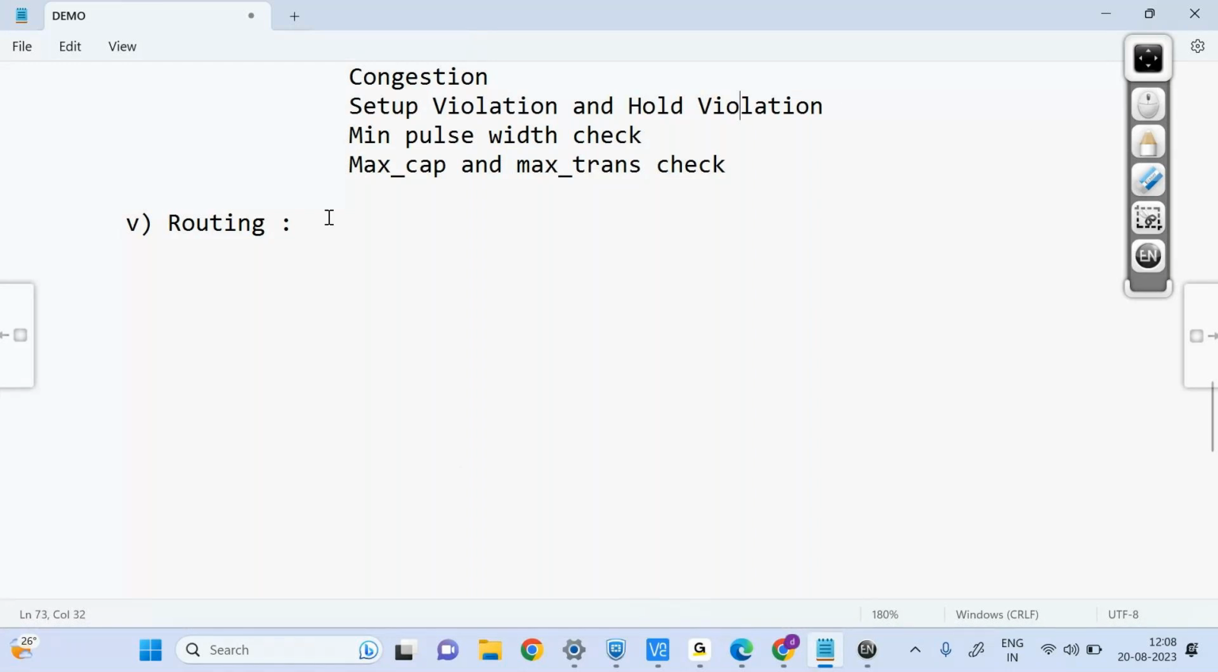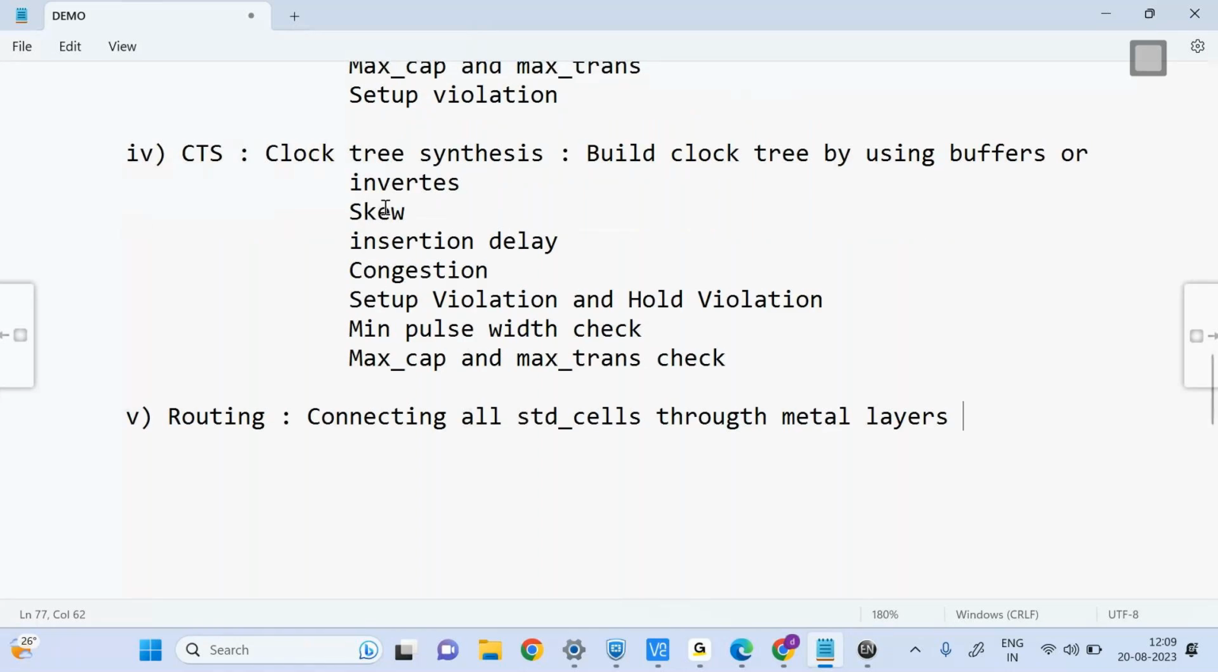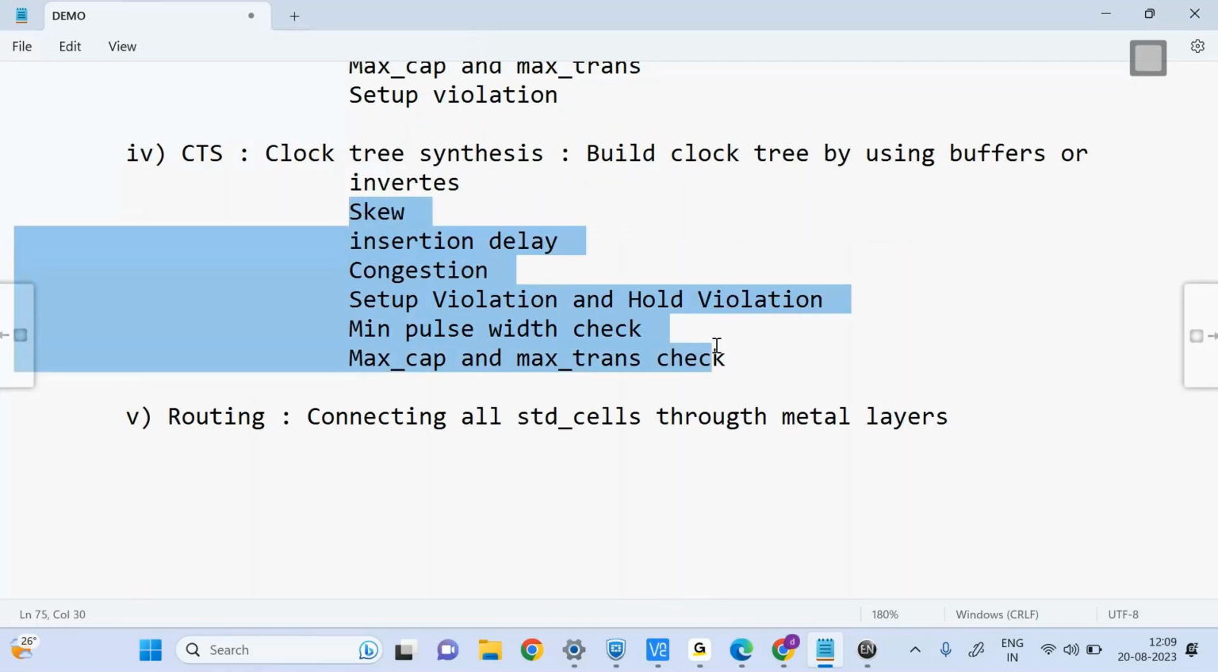So next is routing. What is routing? Connecting all the standard cells by using metal layers is called routing, right? So after routing, we'll do all these checks again.